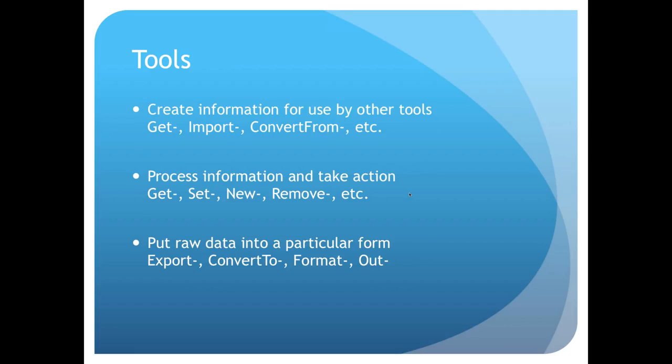The next category of tool actually takes some information and either processes it or takes some kind of action. And the verb get here can be appropriate as well, but also set, new, remove, a lot of the other verbs. And the last type of tool takes whatever raw data is in the pipeline or perhaps a variable, and it converts that into a particular form, typically that's designed for human or machine consumption. Think of verbs like export, convert to, format, and out.